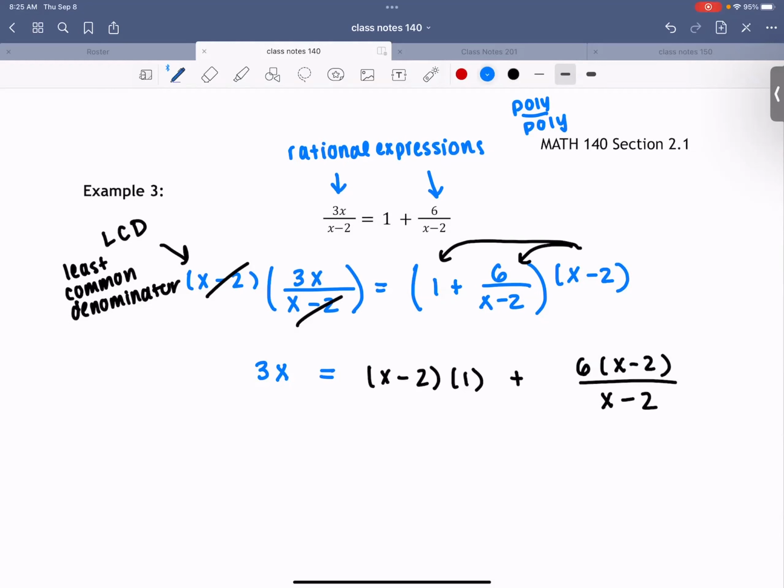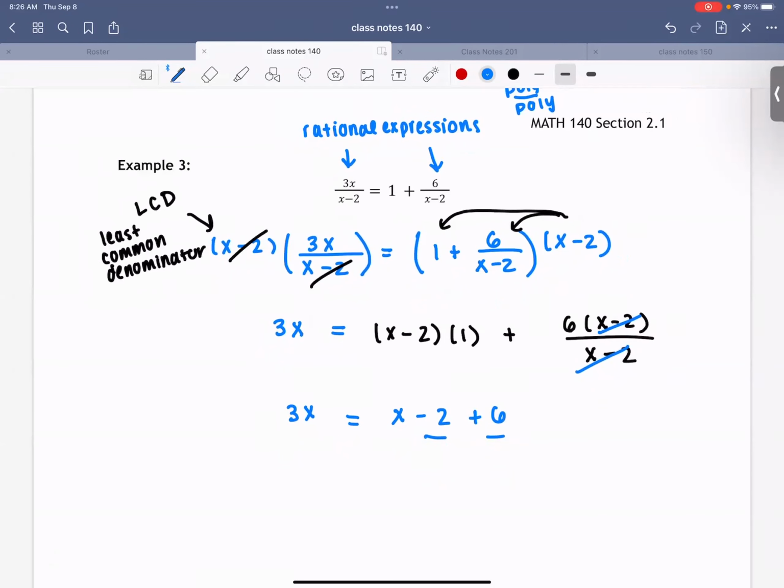Okay, on the left-hand side, looks like we have 3x still. x minus 2 times 1 is just x minus 2. And the last term, we can definitely cross out the x minus 2 on the top and the bottom. Then we're left with 6. Looks like we have some like terms here. So I guess we can combine this -2 and the +6. And I think we're left with 3x equals x plus 4. Okay. What should my next step be?